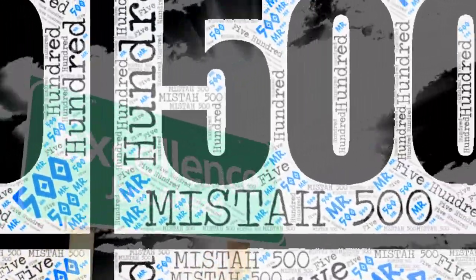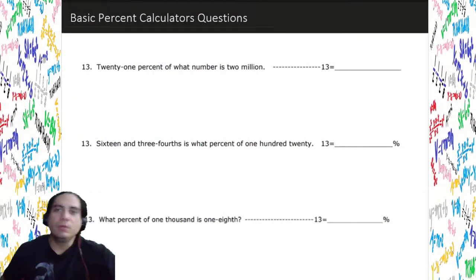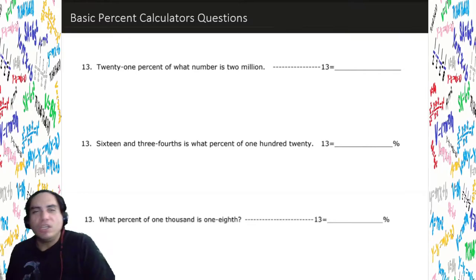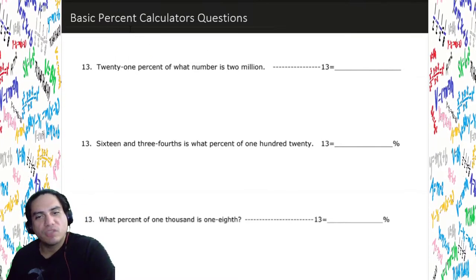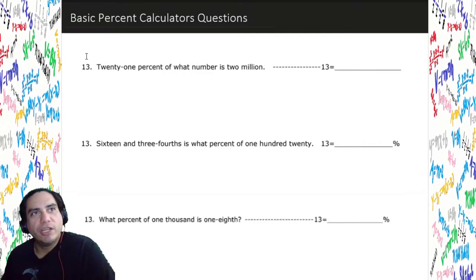Hopefully we can practice some of these new problems here. We're going to be looking at some percents, working on these basic percent questions and increasing our ability to understand what's going on. So let's go ahead and take a look at this right here, okay?